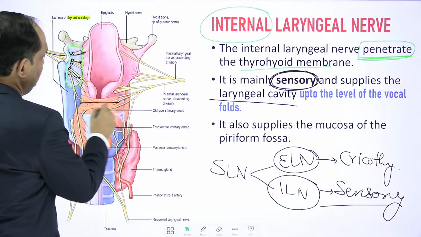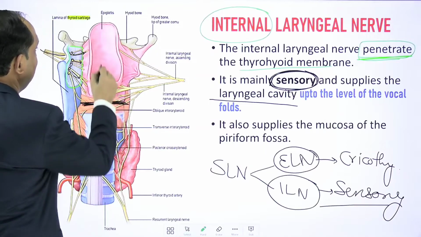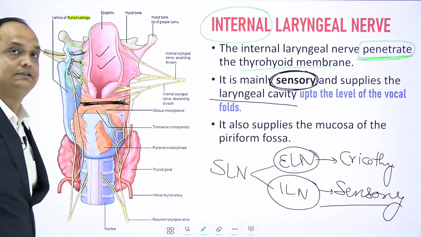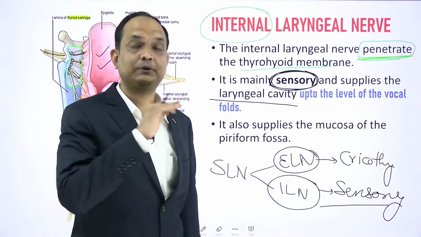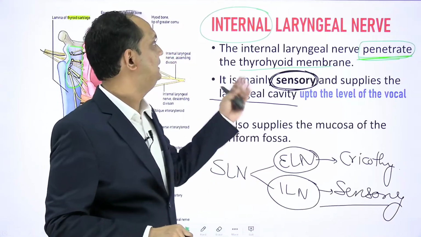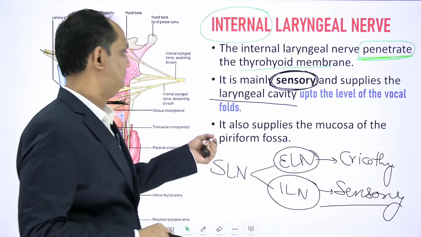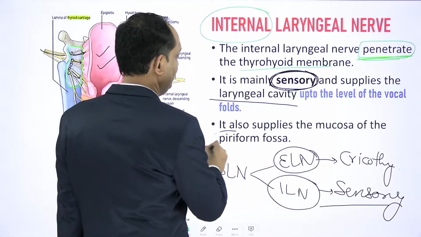So somewhere here you have the vocal fold inside that. So this part, which is known as vestibule and ventricle, both up to the vocal cord, is supplied by the internal laryngeal nerve. It also supplies the mucosa of the piriform fossa.